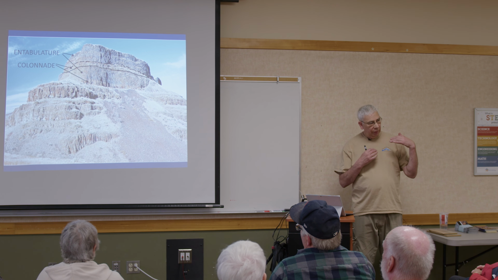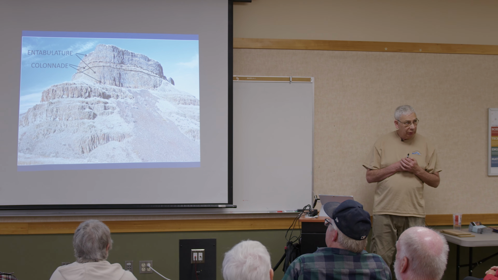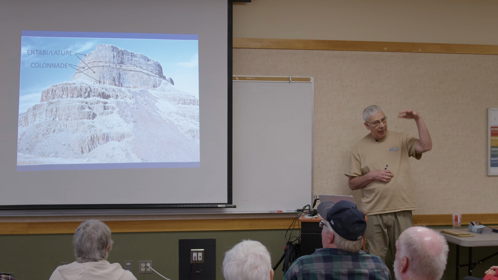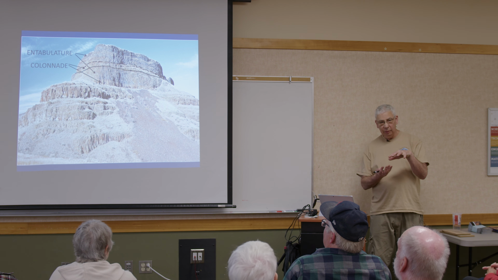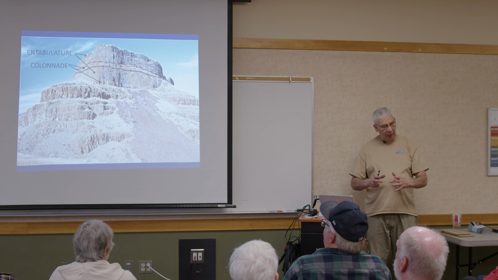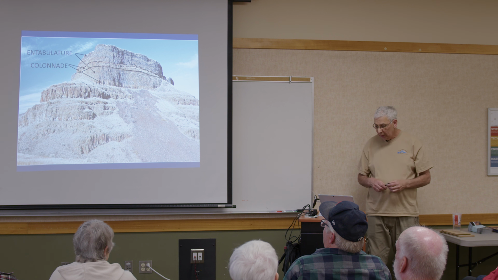These develop because of different cooling rates. As these lava flows come out, they cool from the top down pretty rapidly. They cool from the bottom up much slower. As they've got that slower time, they have time to form these really nice columns.